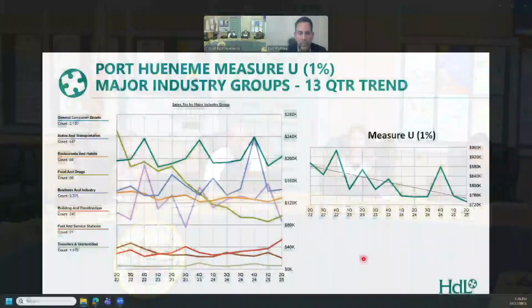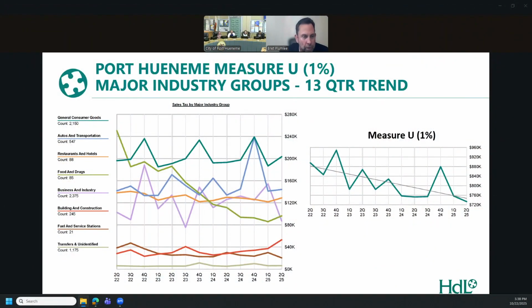Mr. Plumley, Beth Williams here. Can you go back to the first graph that you showed us? Yeah, that one. I see there's a spike in the roads and transportation? Can you speak to what causes some of the spikes, like the autos and transportation in the fourth quarter of '24, and then it drops way back down?